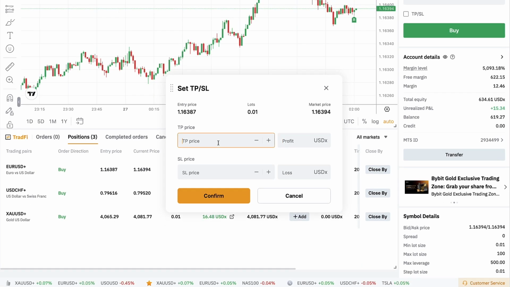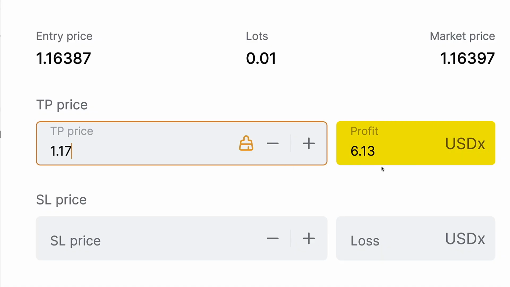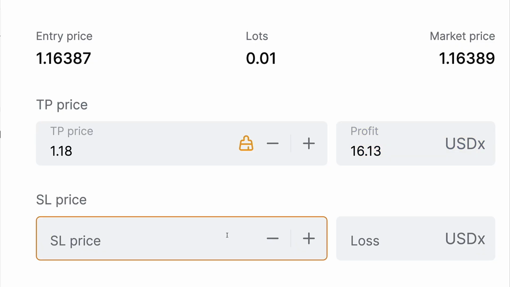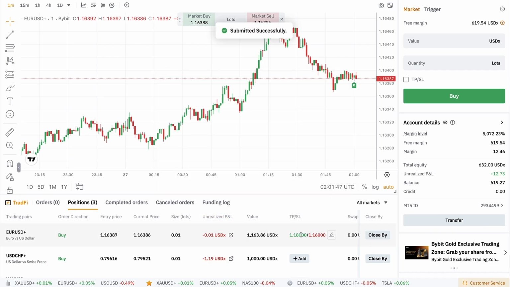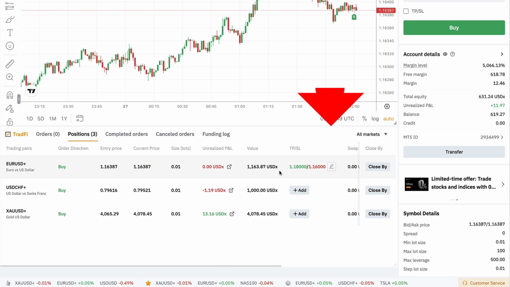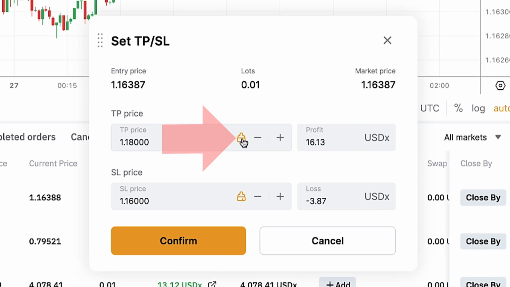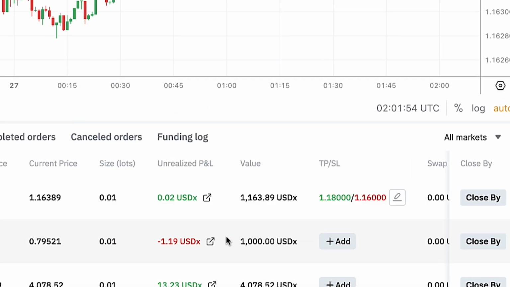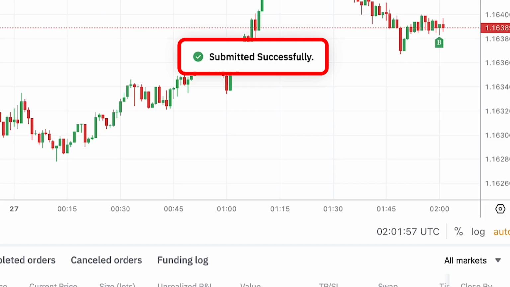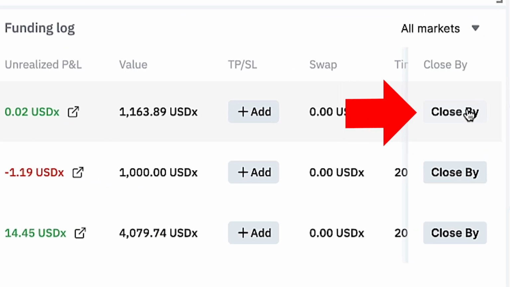For example, I would want to take profit when the price reaches 1.17. Then it calculates that I will be earning more than $6 profit when that happens. If I put 1.18, the profit will be already more than $16. And if I want to put a stop loss, let's say 1.16, the loss will be roughly $4. If I click here confirm, you can see them available right here. And if you want to remove them, you can simply click this one again, click here confirm, and it takes them away.